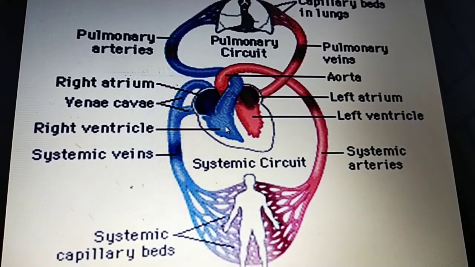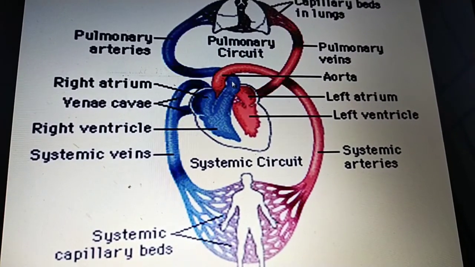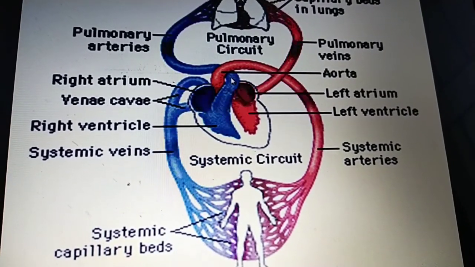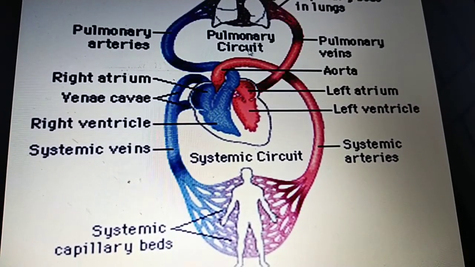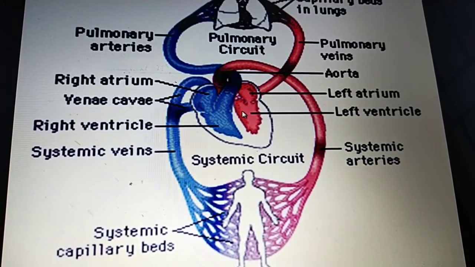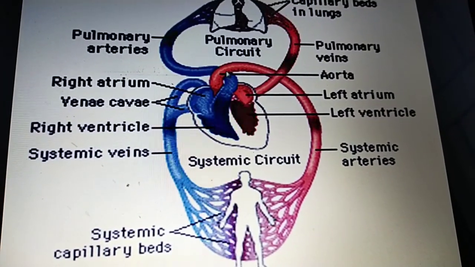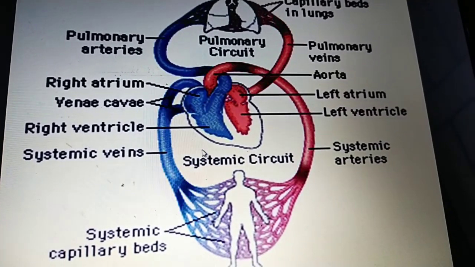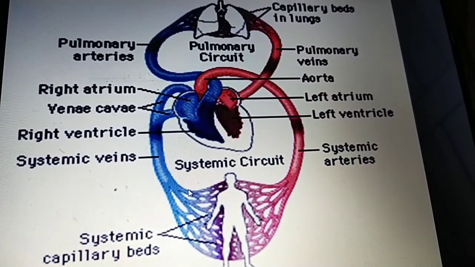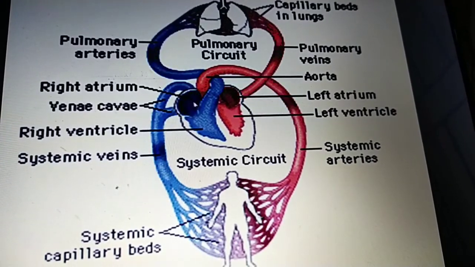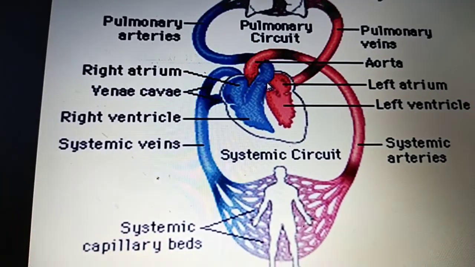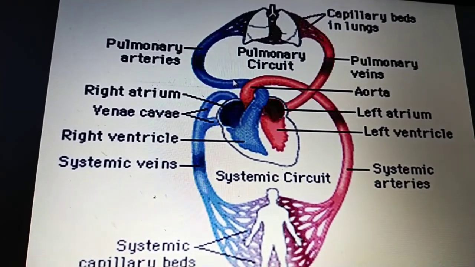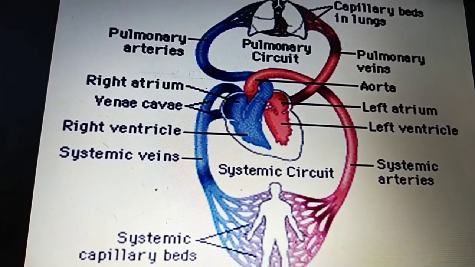Here you can see deoxygenated blood is carried by the pulmonary trunk or pulmonary artery to the lungs, and oxygenated blood is carried by the ascending aorta. Deoxygenated blood from the body returns to the heart by the veins. Pulmonary circulation means the circulation between the heart and lungs.